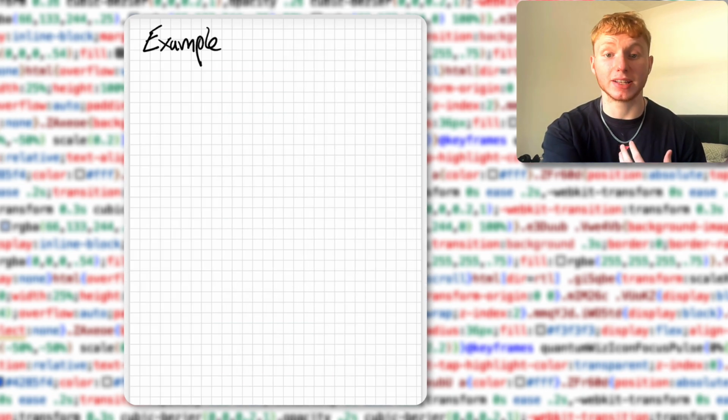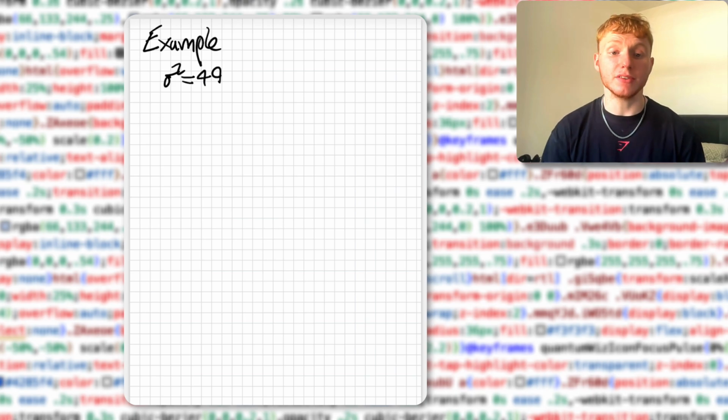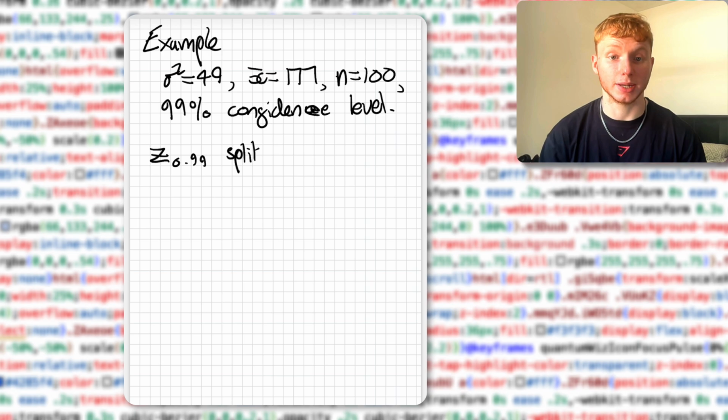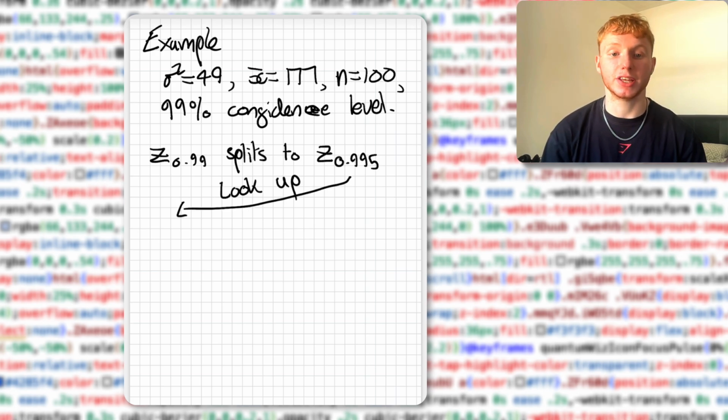Say we know that the variance is 49. The mean from the experiment will be 177 centimetres, and we used 100 people in our experiment. Now we're going to use a 99% confidence interval. So first, to get the value of z, we once again need to split the interval to either side. So we are now looking at z 0.995 for this interval. From looking it up, we can identify that the value is 2.5758.